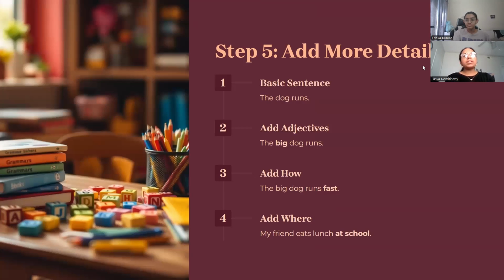Step five is to add more detail. So, to make your sentences more sophisticated and more interesting, we can add more details. So, taking a basic sentence like the dog runs, you can add adjectives into it. So, you can say the big dog runs, and you can add a how to it too. So, how does the dog run? The big dog runs fast.